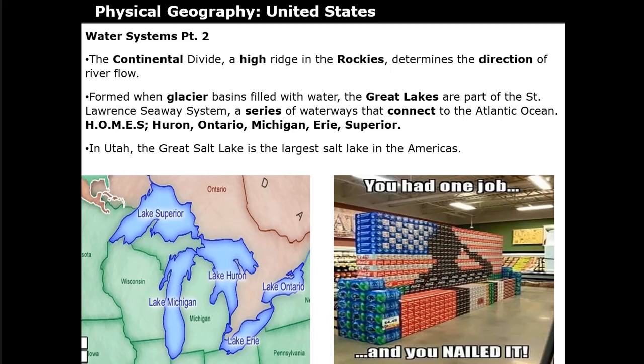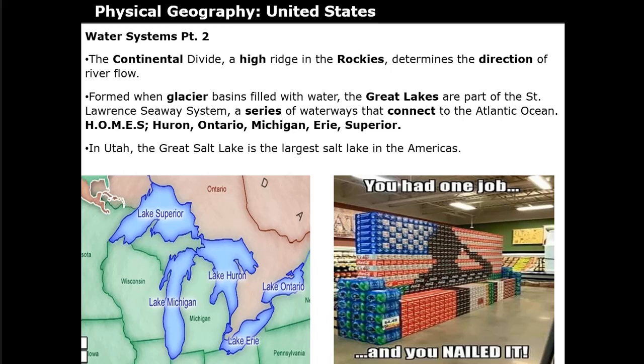Again, yesterday we talked about how glacier basins filled with water, and that's where we get our Great Lakes. And the Great Lakes, fun little acronym. You guys have probably learned this before, but again, we're reviewing this in our world geography class. The five Great Lakes is HOMES. HOMES for Lake Huron, Lake Ontario, Lake Michigan, Erie, and Superior.